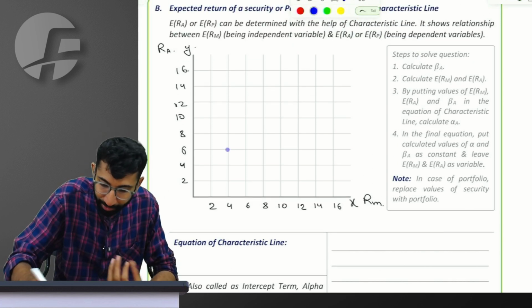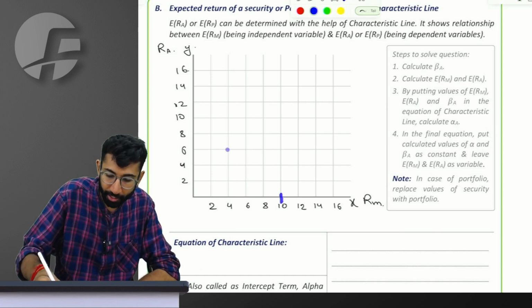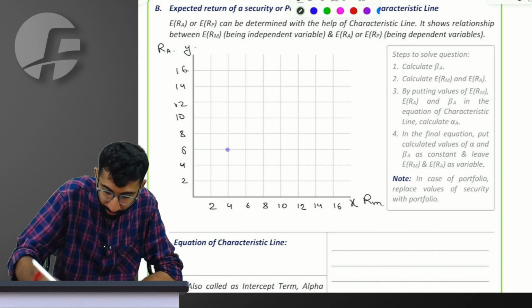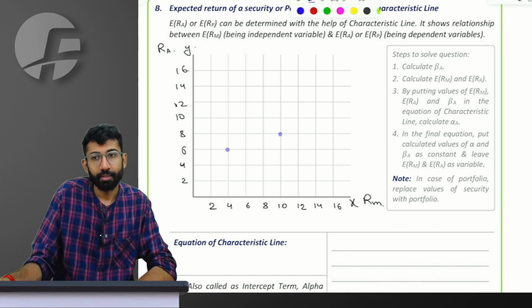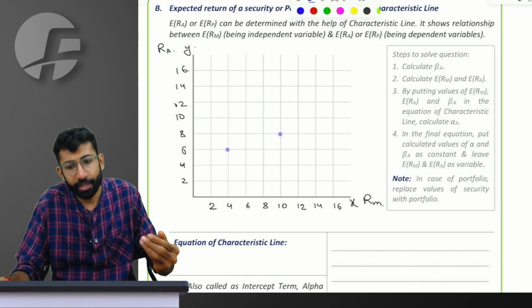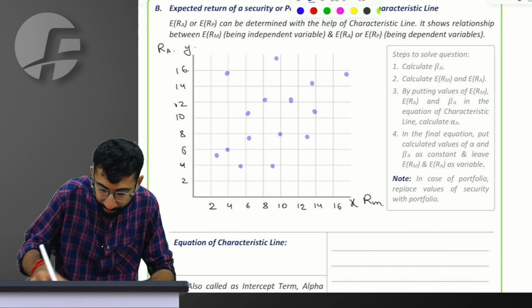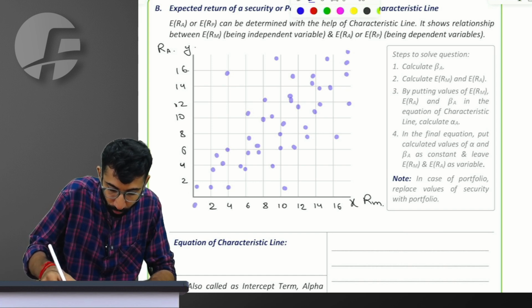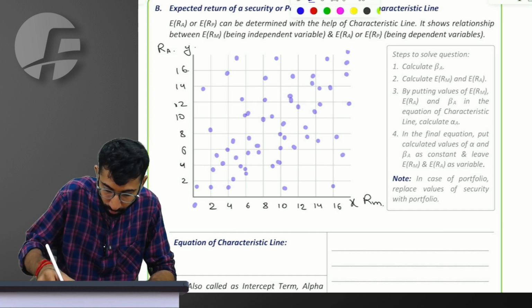Similarly, for another year, I checked what happened. In that year, when the market gave 10% return, the security gave only 8% return. So when this gave 10, this gave 8, and this point was to be plotted. Similarly, I went on doing it for different years. When I did it, I realized that this was turning out to be the case.